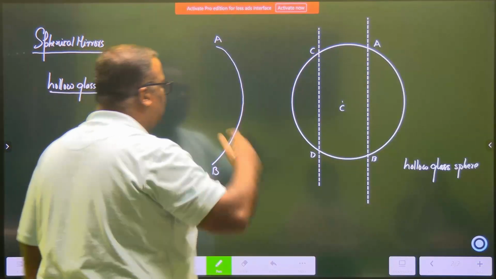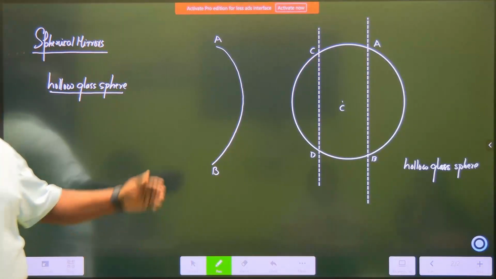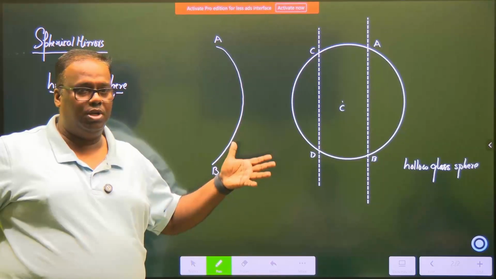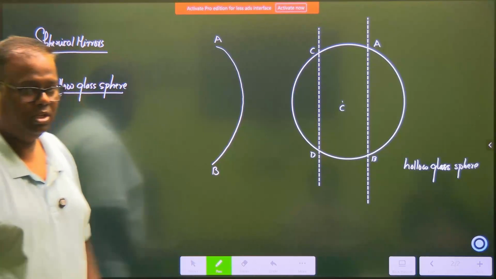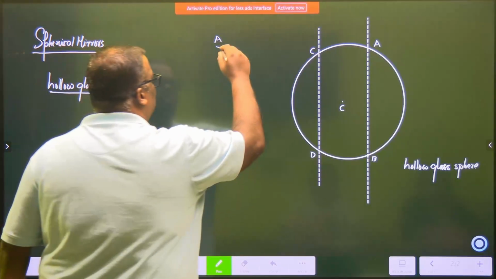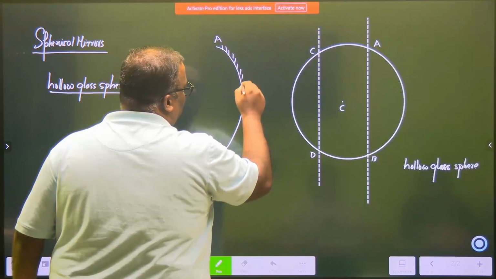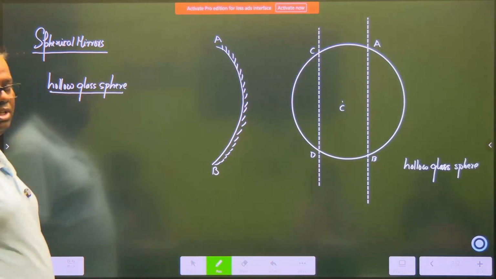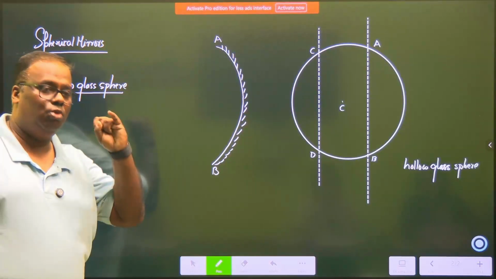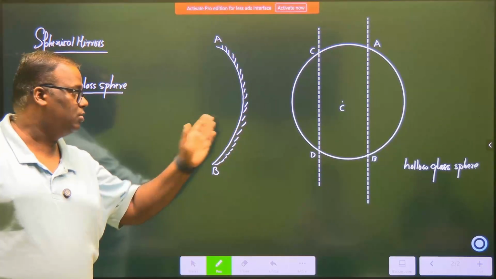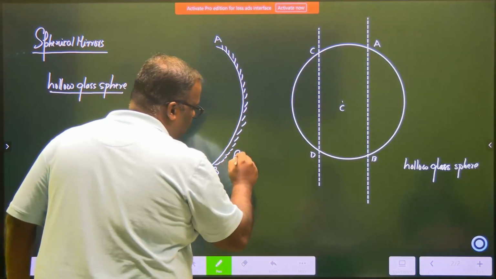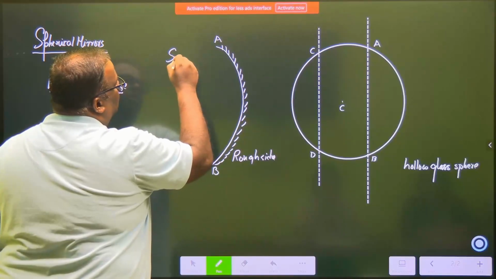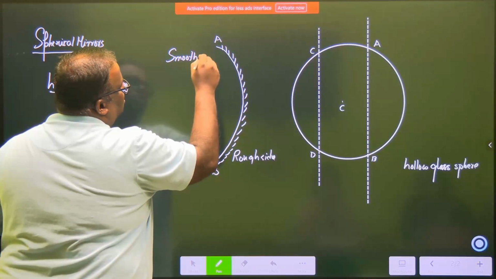Children think that this is a portion of a broken bangle. No, this is not a portion of a broken bangle. Think about an umbrella which you have just opened up, and this is the umbrella's entire fabric portion. Now if we make the rough surface on the outer side and have the shiny surface on the inner side, we use the word shiny, polished, or smooth side. So this is my rough side, and this is my smooth side.